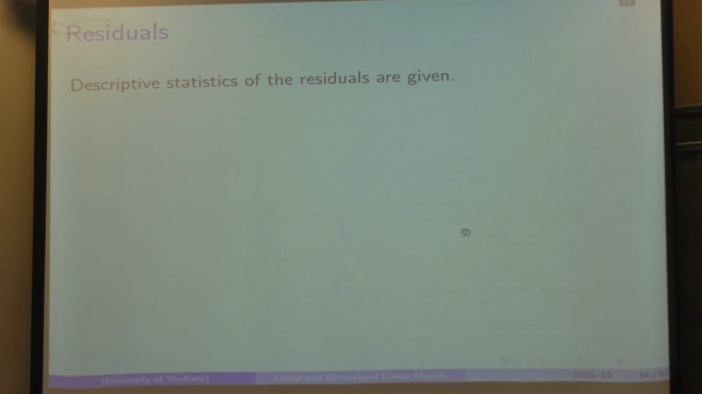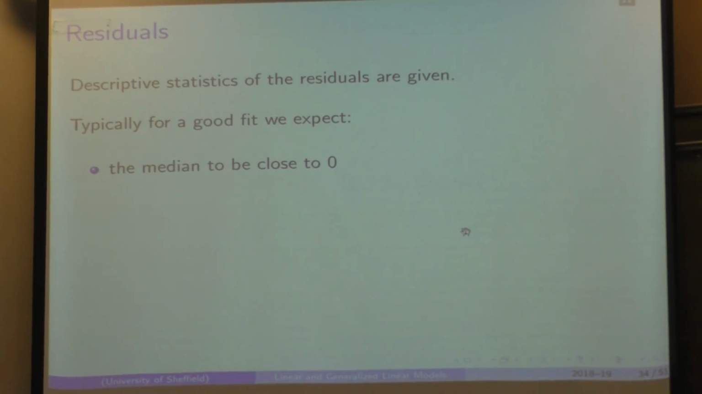Okay, as I said, one of the first things it gives is descriptive statistics of the residuals. For a good fit, remember that the residuals are approximately normally distributed. In our model, we assume that the epsilons would have a normal distribution, and that means that our residuals should also have an approximately normal distribution. So we want these to look like they're from a normal distribution. In particular, the normal distribution is symmetric, so for a good fit, the median should be close to 0.